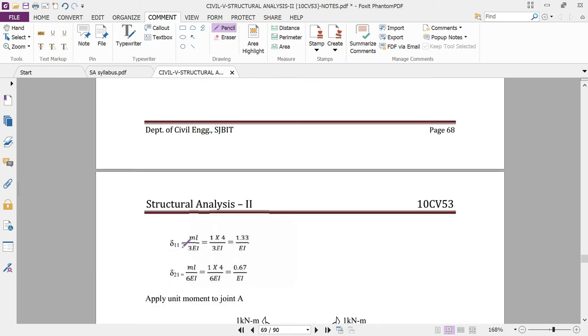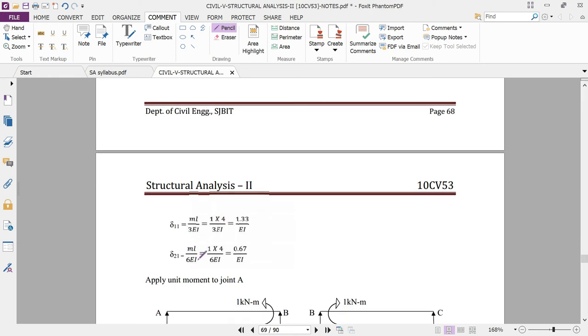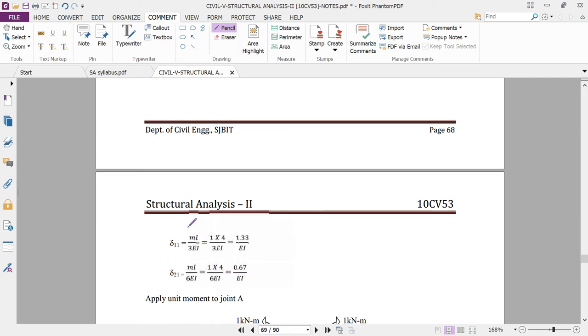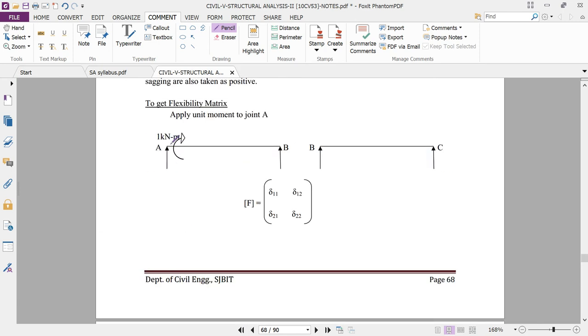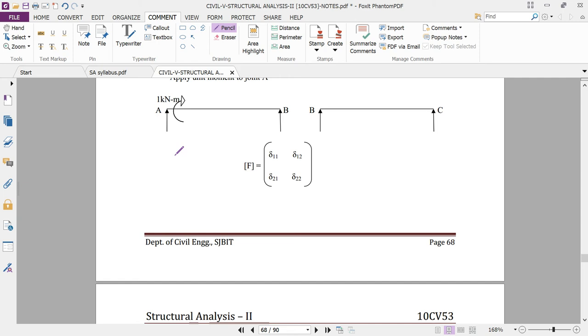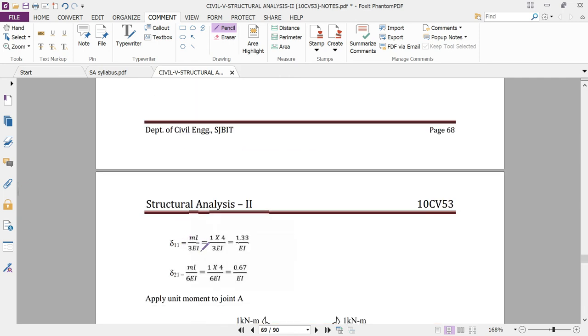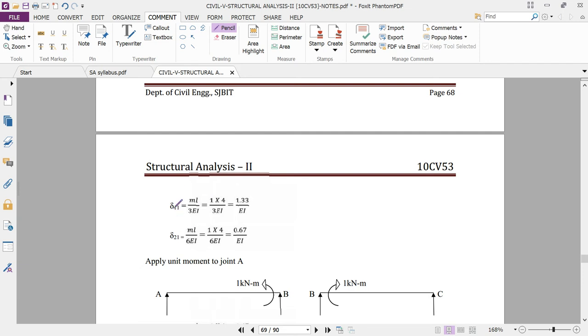So delta 11 is equal to ML by 3EI. M is equal to 1, length is 4, divided by 3EI, so 1.33 by EI. And delta 21 is equal to ML by 6EI, so this is 1 into 4 divided by 6EI, 0.67 by EI. This formula you have to understand: whenever you apply a moment, at that position the delta value is ML by 3EI, and at the far end the value will be ML by 6EI.